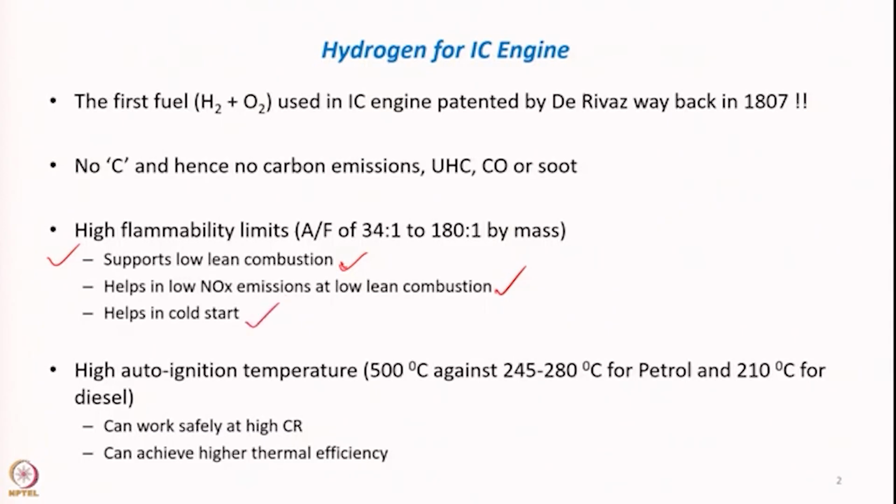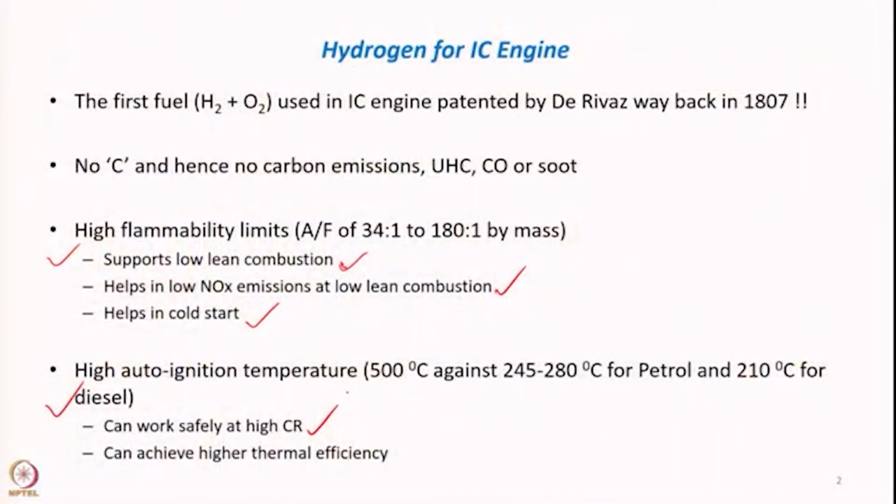Okay. So, another fact about hydrogen is the high auto ignition temperature. It is almost around 500 degrees, against typically all the hydrocarbons being in the range of around 200 to 300 degrees centigrade. So, it is quite high. One thing is it will not be able to auto ignite in the given circumstances of a compression ignition engine, or typically the diesel engines that we know. But the positive side is it can safely work at higher compression ratio to achieve higher thermal efficiency.